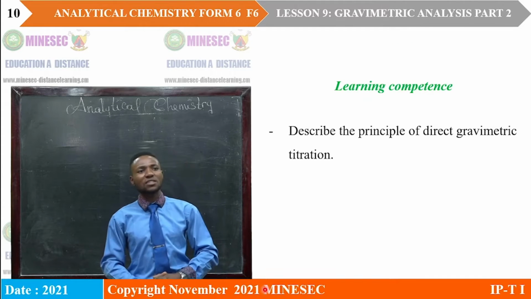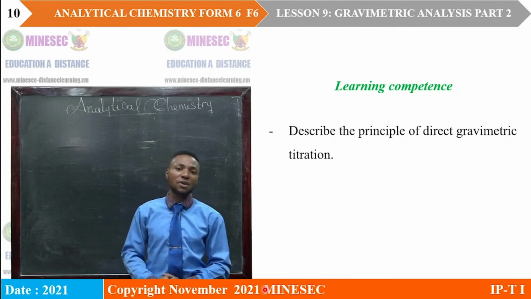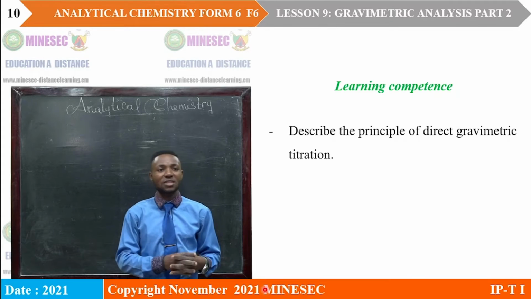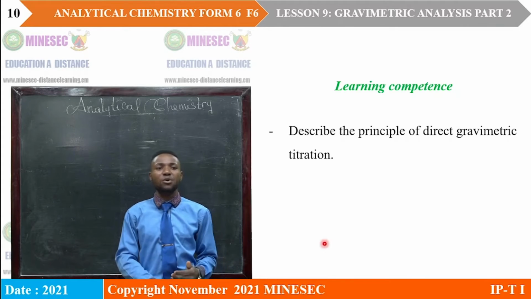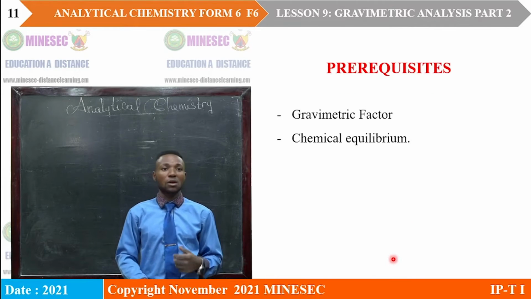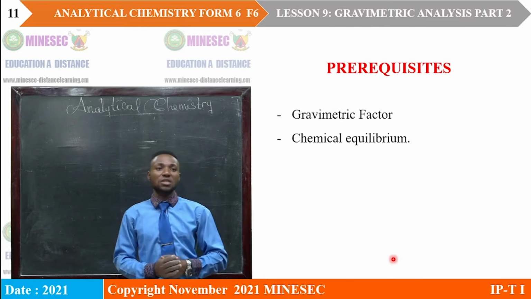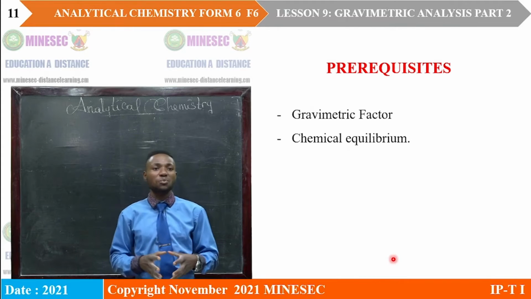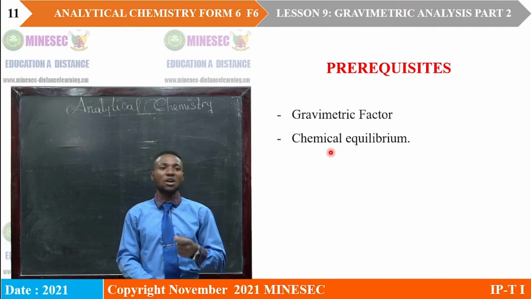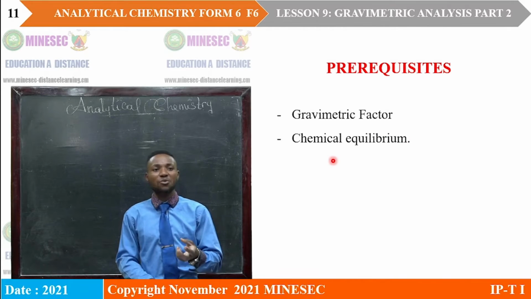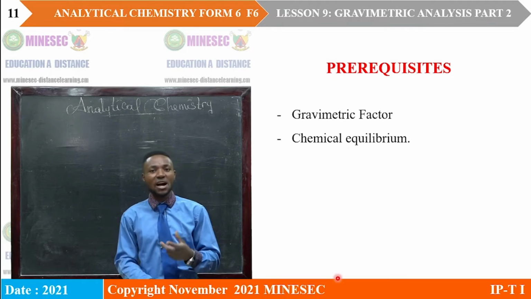As a learning competence, my dear learners, you are supposed to be able to, by the end of the lesson, describe the principle of the indirect gravimetric titration. And as prerequisite, before starting this, you are supposed to have a good mastery of gravimetric factor. You are supposed to have a good mastery of the chemical equilibrium.